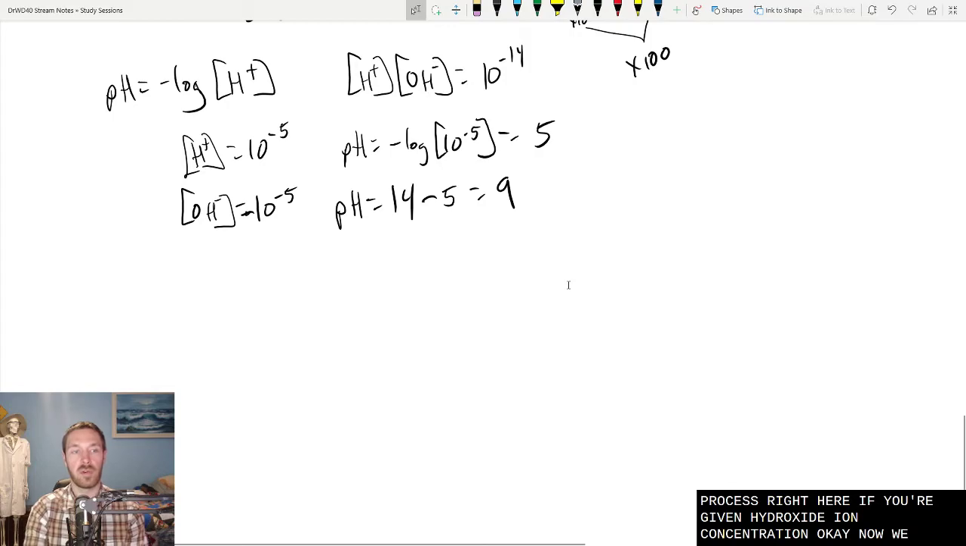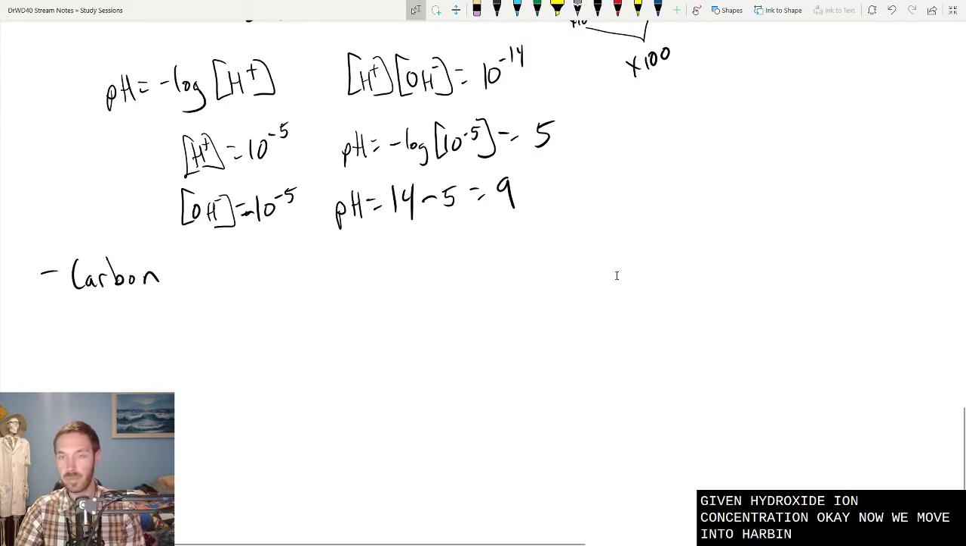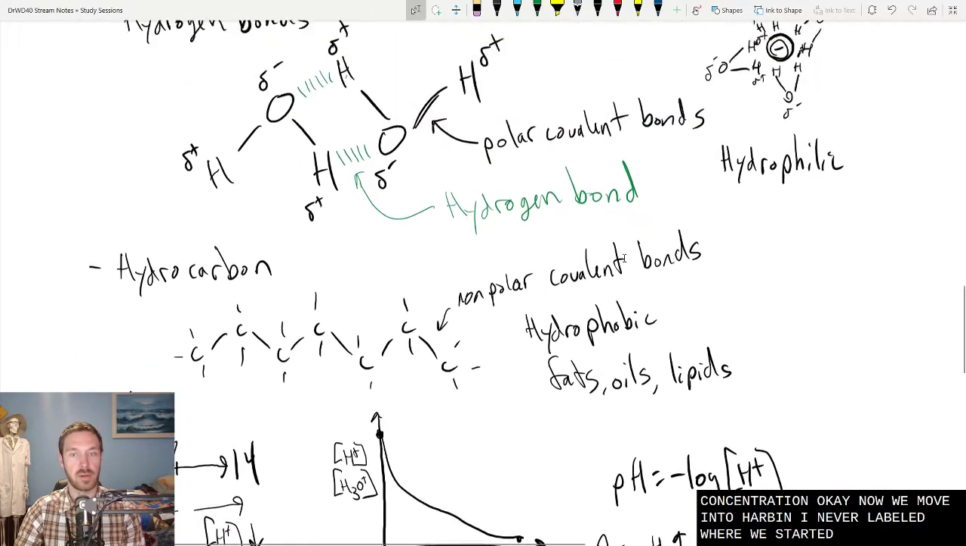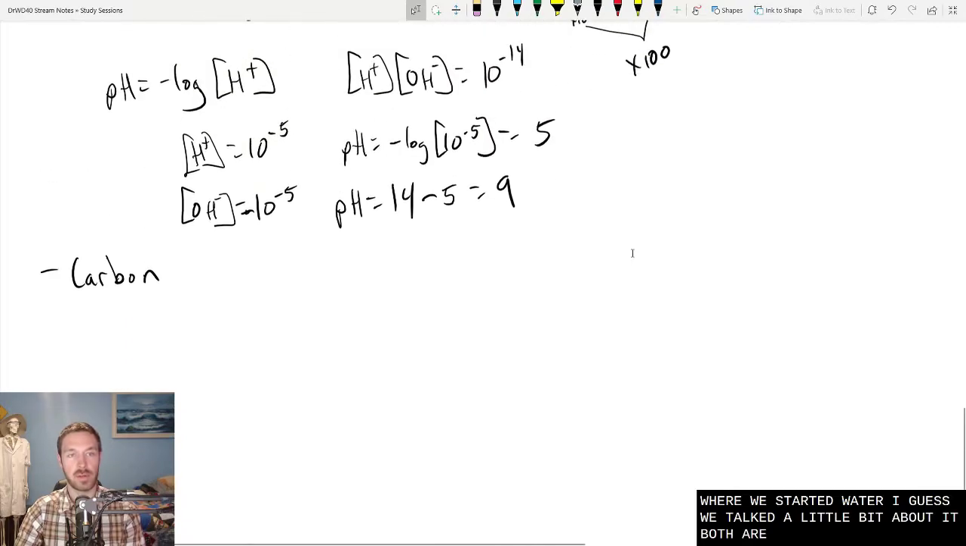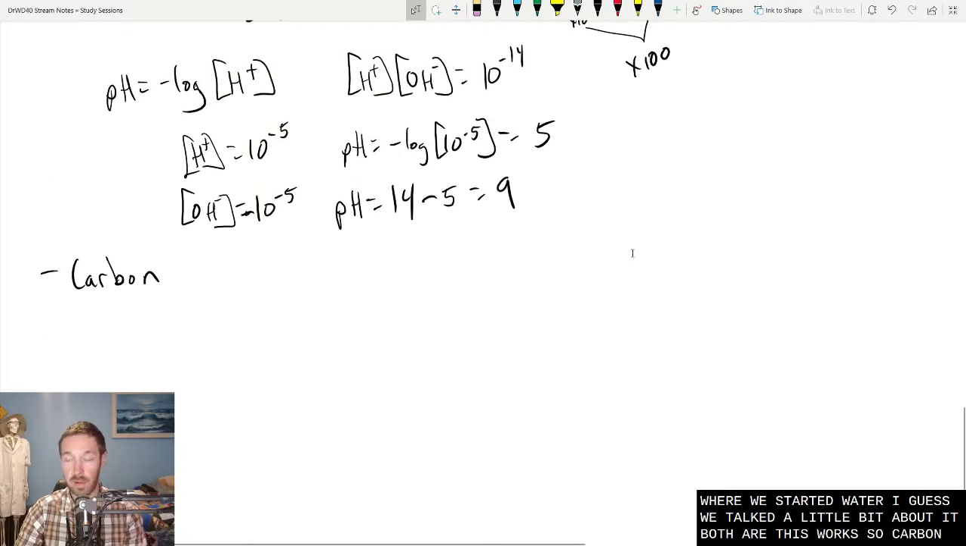Okay, now we move into carbon. I never labeled where we started, water. I guess we talked a little bit about it both there. This works. So carbon. Why is carbon so important? It can form a diverse amount of large macromolecules because it can form 4 bonds.